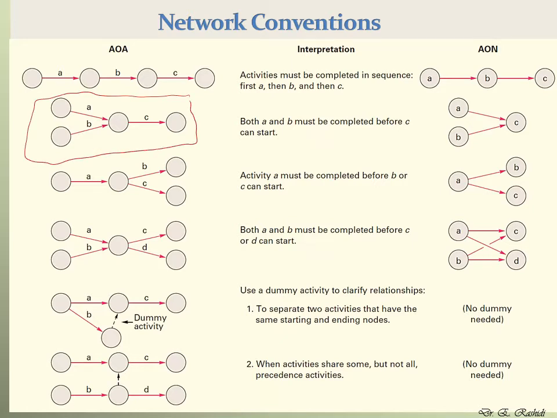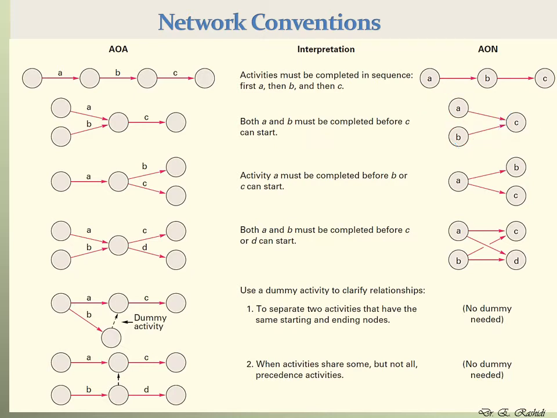So as you see here, activity A is on this arrow, activity B is on this arrow, and A and B must be completed, and we get to this node here, until C can start. So let's now see how this is done on an AON network. In an AON network, we show activities on nodes. So A on this node, B on this node, and both A and B must be completed before we can start activity C. So this is how we show this scenario using AON.